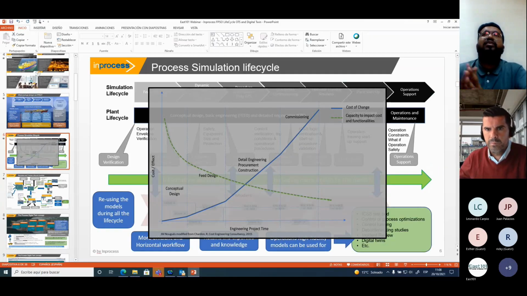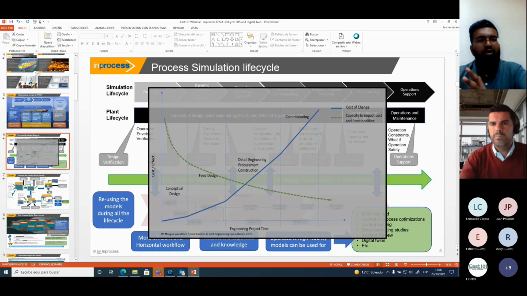So what we actually do with life cycle modeling, in summary, is adapt it according to whatever data we have, and we build a sustainable model where we add information as we go along the engineering life cycle. Correct, Danny?